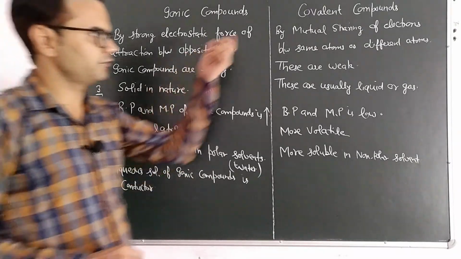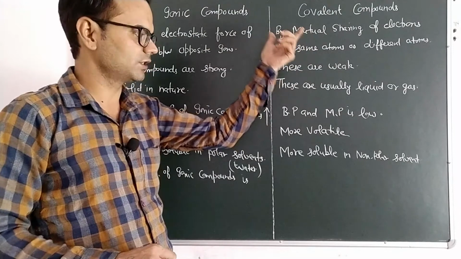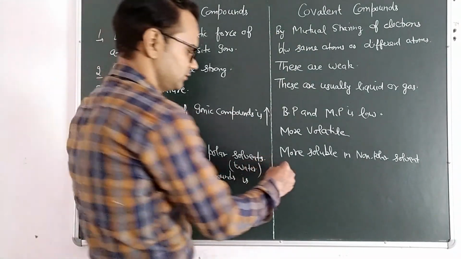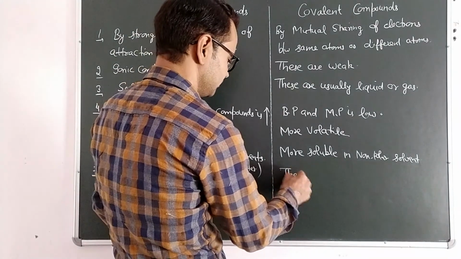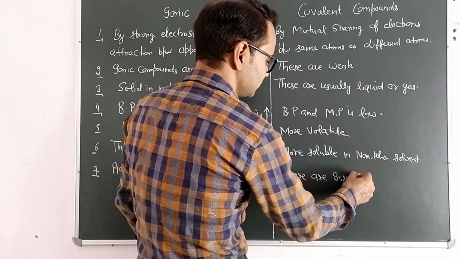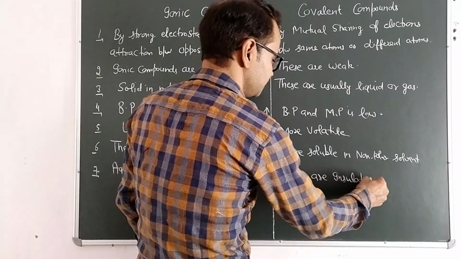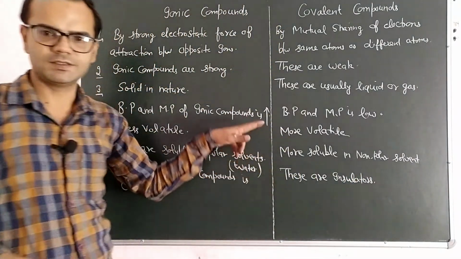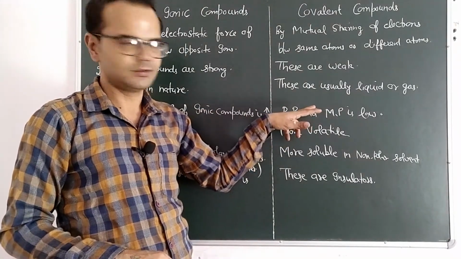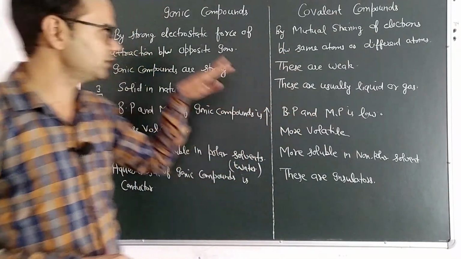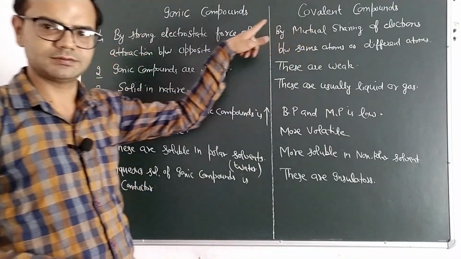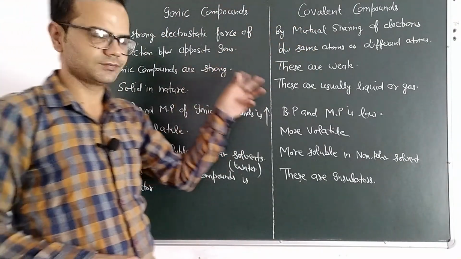But opposite of it, covalent compounds and their solutions are insulators. No transfer of heat, no transfer of current. So these are the differences between ionic compounds and covalent compounds. I hope you understood.